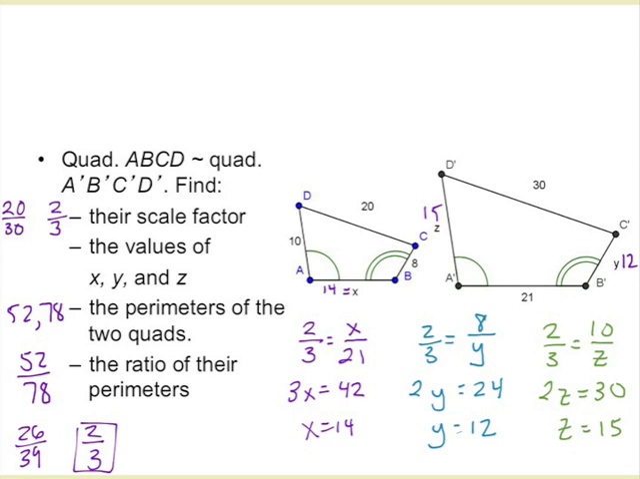That was our scale factor. The ratio of the perimeters will always be the same as the ratio of the sides. So in a problem, if you're asked for the ratio of the perimeters, you don't actually have to go through the trouble of finding the entire perimeters and then reducing. You can just do the scale factor. The perimeter ratio will be the same as the individual ratios. Questions?